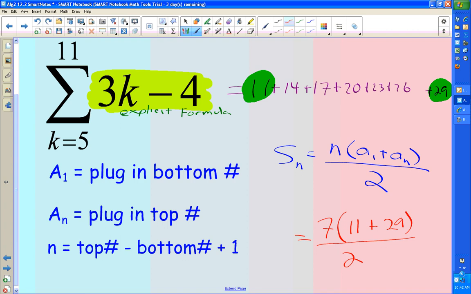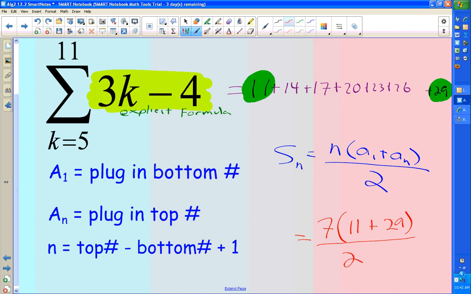You're saying find the sum between the 5th term and the 11th. I'm not. I'm saying find the sum of the first 7 terms. This is not the 5th term. This is just a number. When you plug in a 5, what do you get? A sub 1, the first term. You plug in integers from 5 to 11, including 5 and 11. And they generate the first, second, third, fourth, fifth, sixth, and in this case, 7th terms.